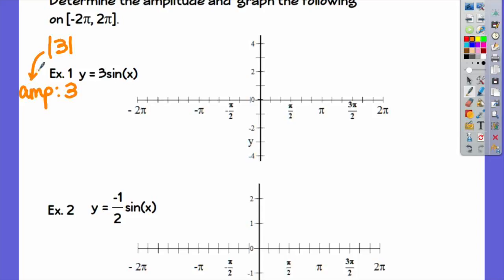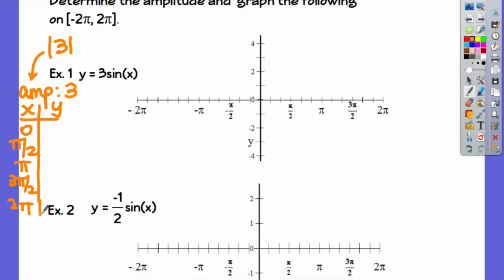Not add 3, but multiply by 3. So I'm just going to make a quick table. And I know some of you are like, why do you keep making a table? It's so easy, I don't need to make a table. That's fine. But some people might like the table option. When we get to graphing all 1, 2, 3, 4, 5 transformations, you might appreciate the table a little bit better.